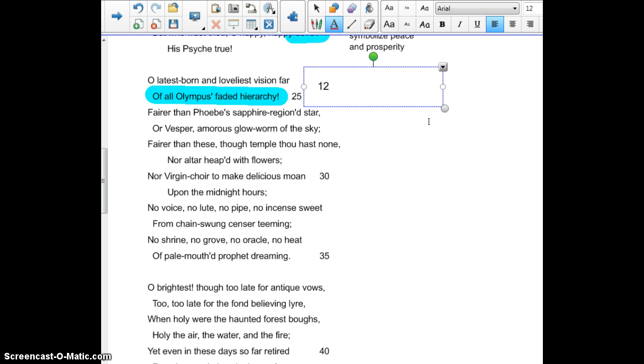This is a reference to the 12 Greek gods who were considered the Big 12. They were the most famous Greek gods, they had the most worshippers, they had the most power. And saying that they're a fated hierarchy, so they're kind of referencing the fall of their domain.